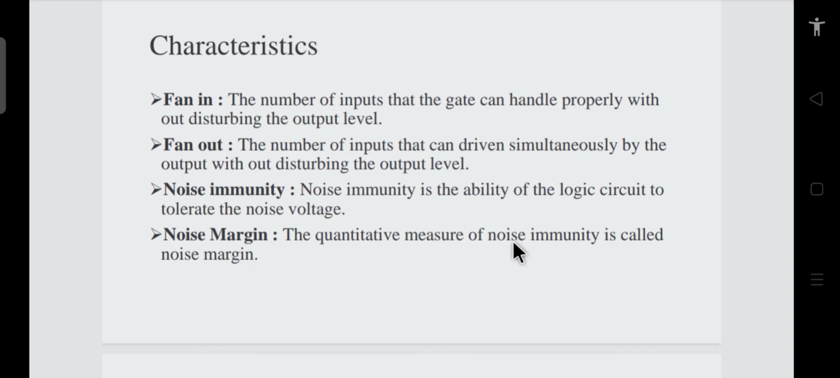So the fan-in is the number of similar inputs that the gate can handle without disturbing its output level. So that is called its fan-in. Then you define the other term as the fan-out. So we'll discuss some of them in detail.